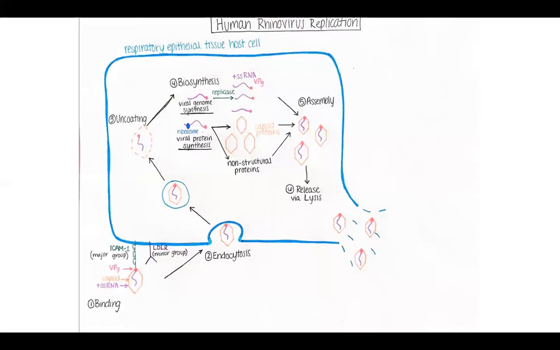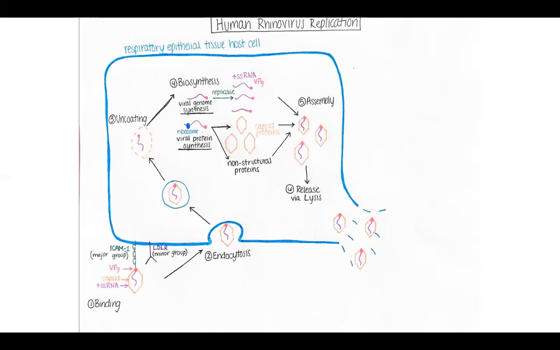So human rhinovirus infects usually the nasal epithelia of its human host. And now I will just go through all of the steps. So for attachment and penetration, human rhinovirus attaches to the respiratory epithelial tissue using the canyons created in its icosahedral capsid by the structural proteins VP1, VP2, and VP3.